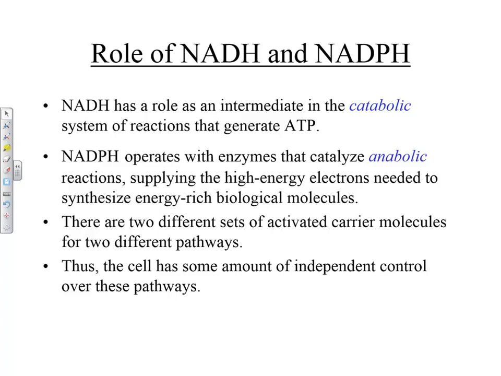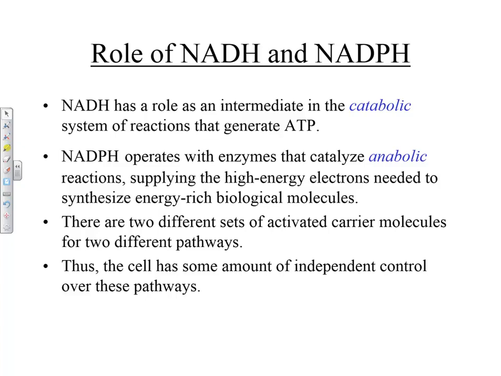Now, on the other hand, this molecule NADPH operates with enzymes which catalyze the anabolic reactions, that is the biosynthetic reactions, supplying the high energy electrons that are needed to synthesize energy-rich biological molecules. Remember, we said before that most of these anabolic or biosynthetic reactions are energetically unfavorable, so you need a lot of energy to get them going. You have to have coupled reactions and so on. And NADPH is one molecule that makes that possible.